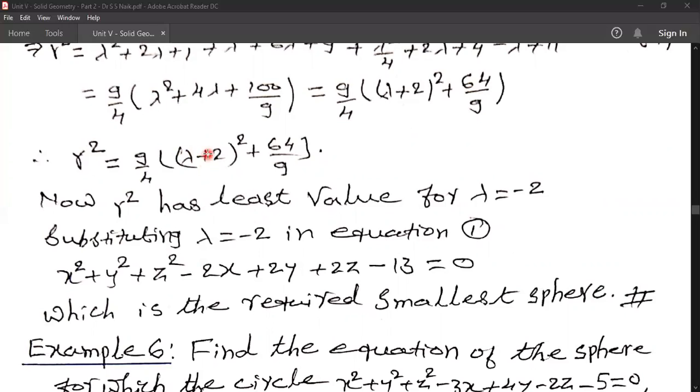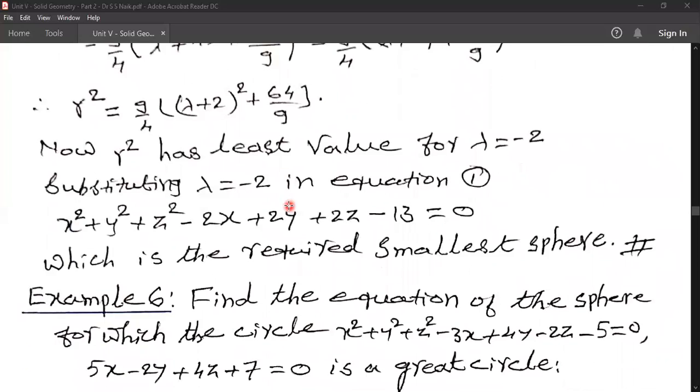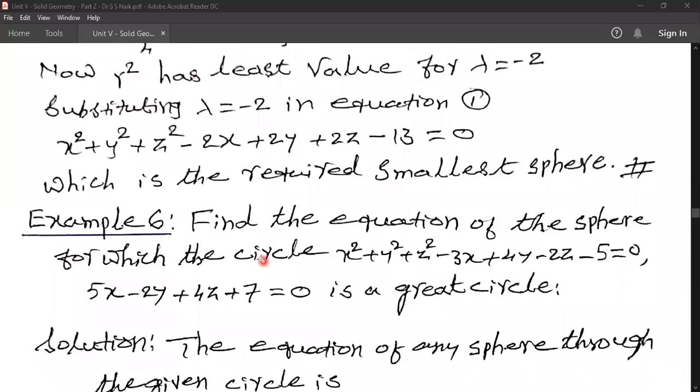When lambda is equal to minus 2, this automatically becomes equal to 0. Therefore this r square will be having a least value, that is a minimum value. Substituting this lambda is equal to minus 2 in equation number 1, we get x square plus y square plus z square minus 2x plus 2y plus 2z minus 3 is equal to 0, which is the required smallest sphere. Then we'll go for the next example.